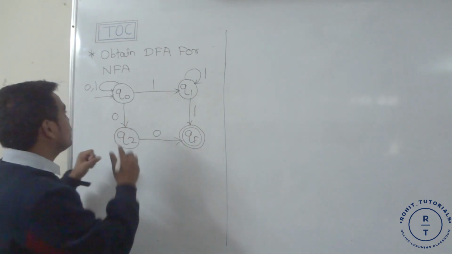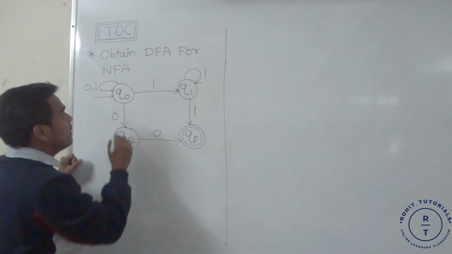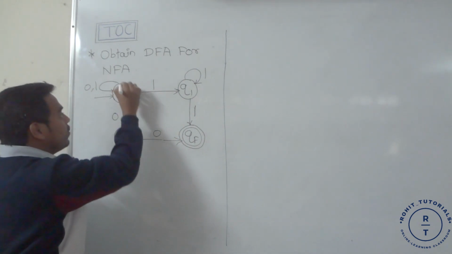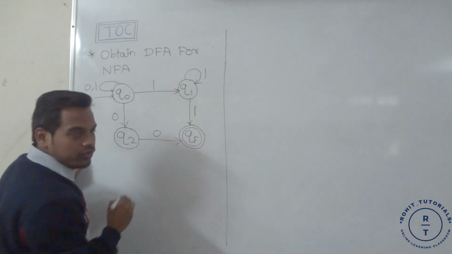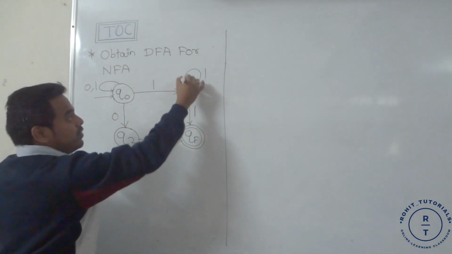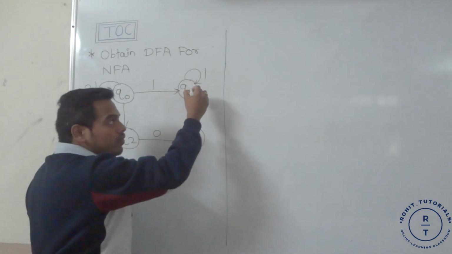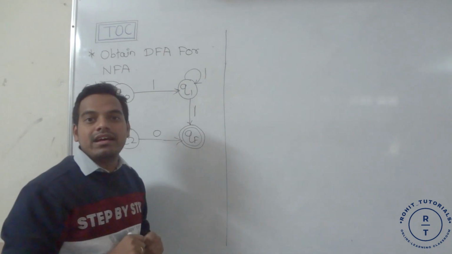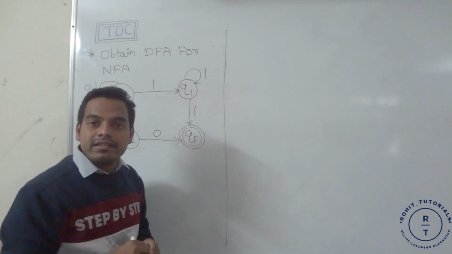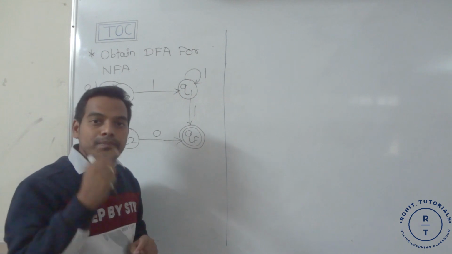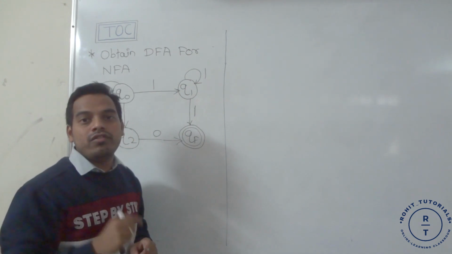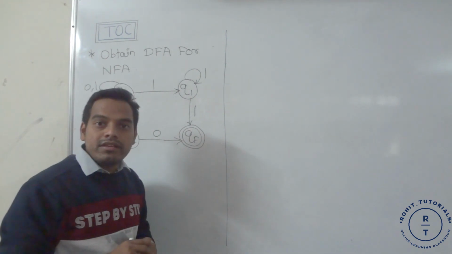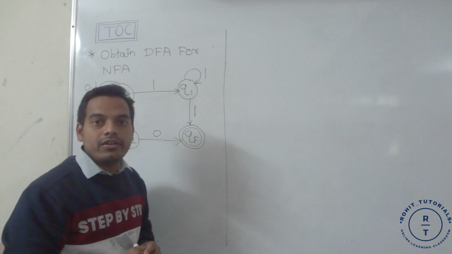Why NFA? Because for the given input 1, suppose there are multiple choices available. At Q0 state, suppose 1 occurs, it goes to Q0 as well as to Q1. At Q1 state, suppose input symbol 1 occurs, it goes to Q1 as well as to Qf. Means for a single input, multiple choices are available. But whenever we consider the deterministic finite automata, only a single choice is available for the given input from the current state. So we have to convert this non-deterministic finite automata to deterministic finite automata.